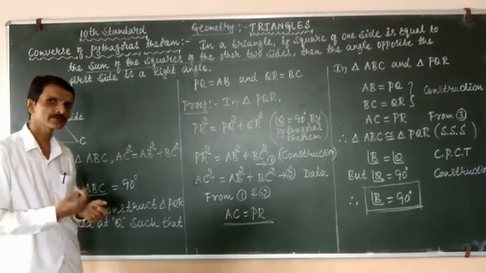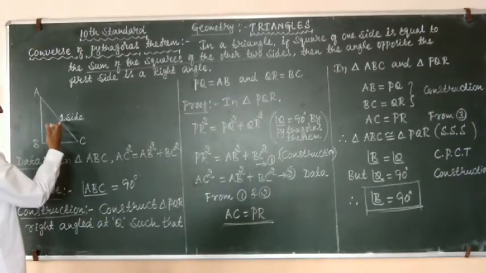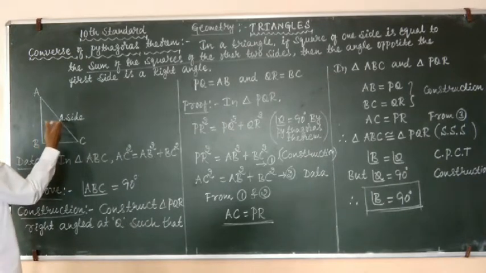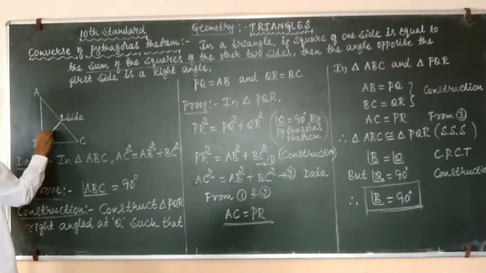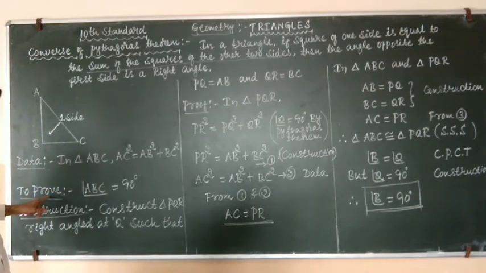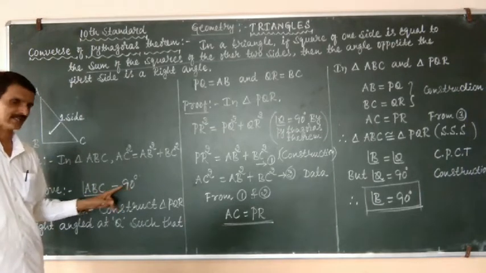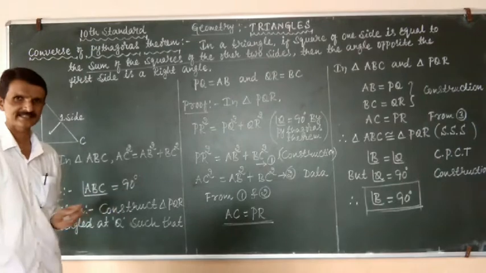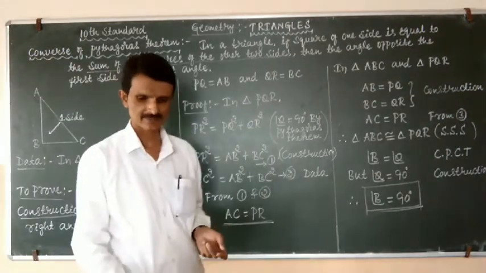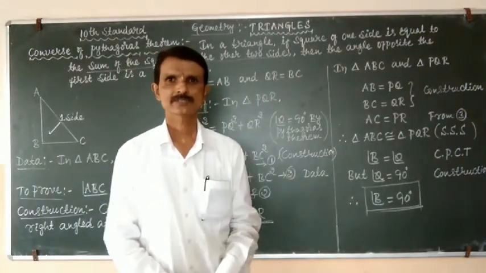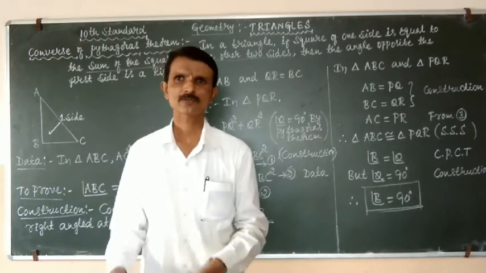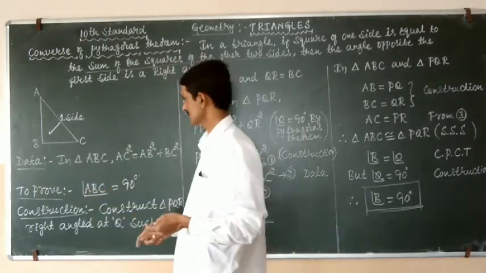So what we have to prove here? We have to prove that the angle which is opposite to the first side is 90 degree. AC is the first side, therefore the angle opposite to AC is angle B. So the proof is angle ABC equals 90 degree. This is not enough data to prove the theorem. Therefore, we have to make a construction.